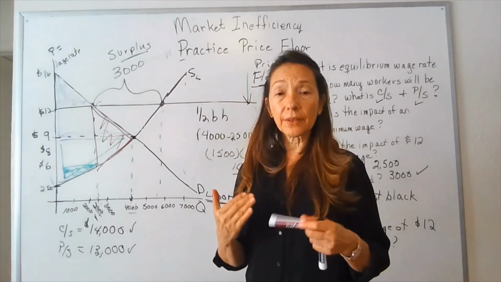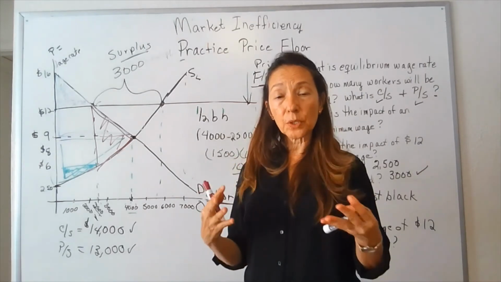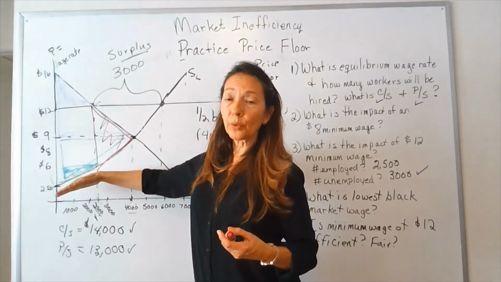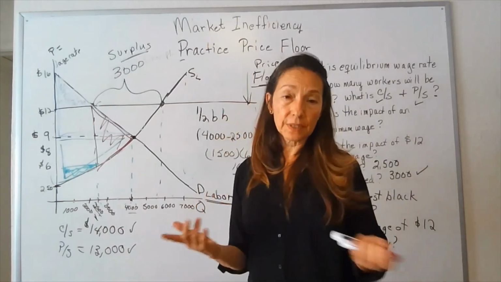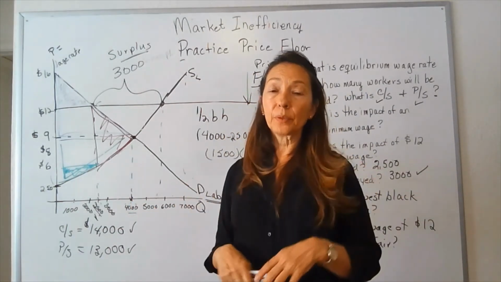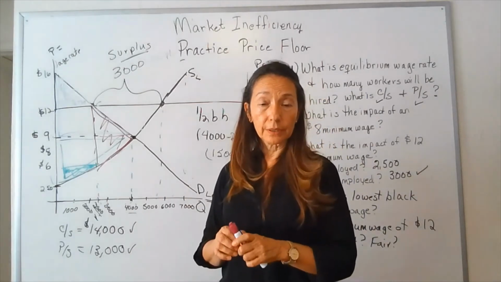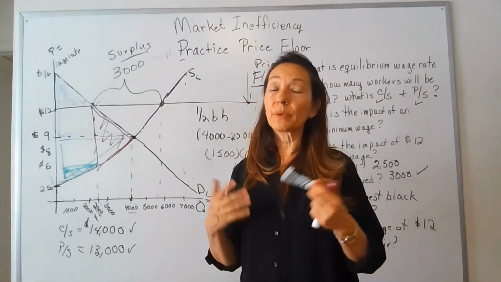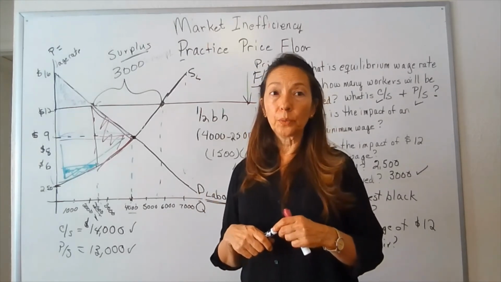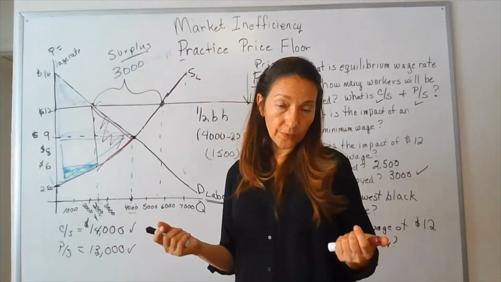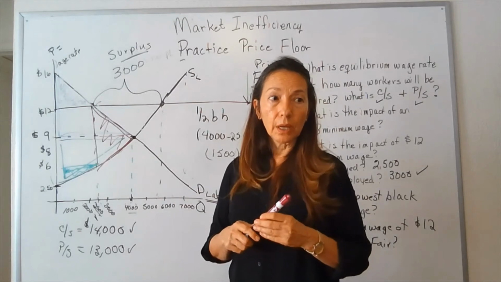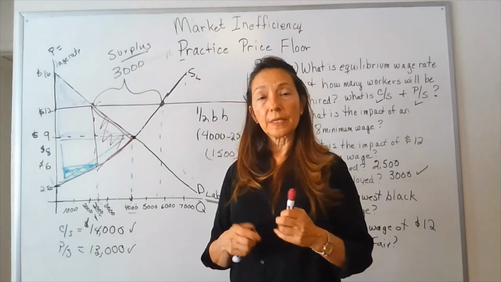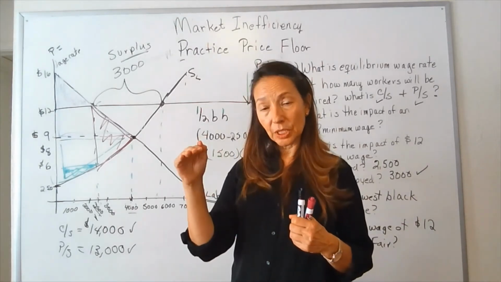Now, the other concern with a minimum floor is that it does create a black market. It is illegal to pay people below this $12 wage rate, but employers can get around it through several tactics. They may hire people who are not eligible to work in the United States and pay them lower wage rates, and these individuals would be reluctant to go to authorities and complain about wage rates for fear for their own personal job security.